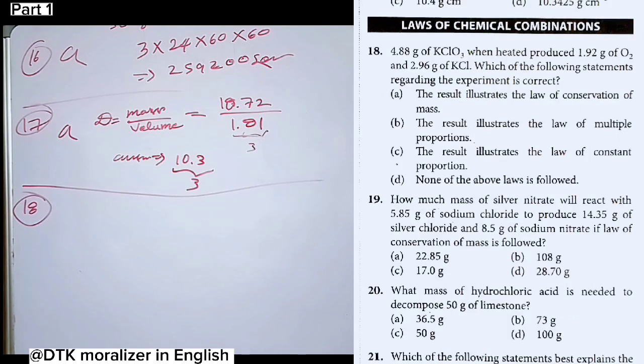Now question number 18. 4.88 grams of potassium chlorate when heated produces 1.92 grams of oxygen and 2.96 grams of potassium chloride. Which of the following statements regarding the experiment is correct? The result illustrates the law of conservation. The result illustrates the law of multiple proportions. The result illustrates the law of constant proportion. None of the above is followed.